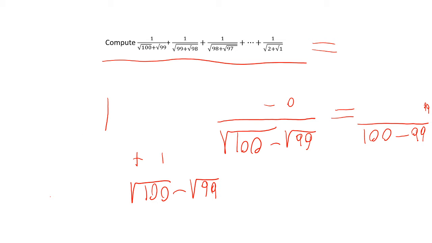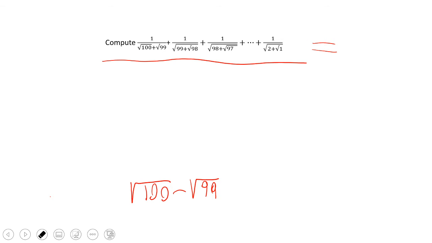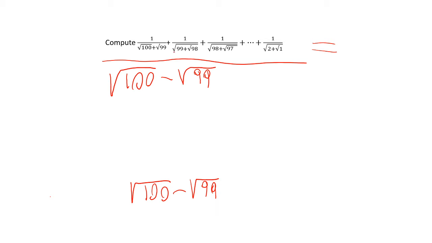Now we could just rationalize every single denominator until we hit 1 over root 2 plus root 1, but that would take a long time, and that's going to be really hard to evaluate. So we know over here we're going to have a square root of 100 minus the square root of 99. Now check out a pattern here. Let's try to rationalize this denominator. We're going to multiply by the conjugate.